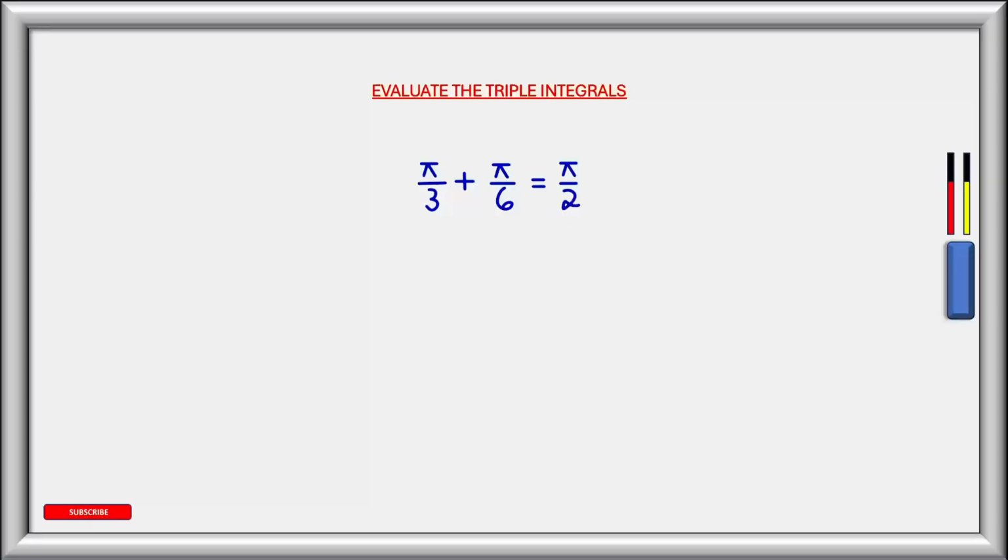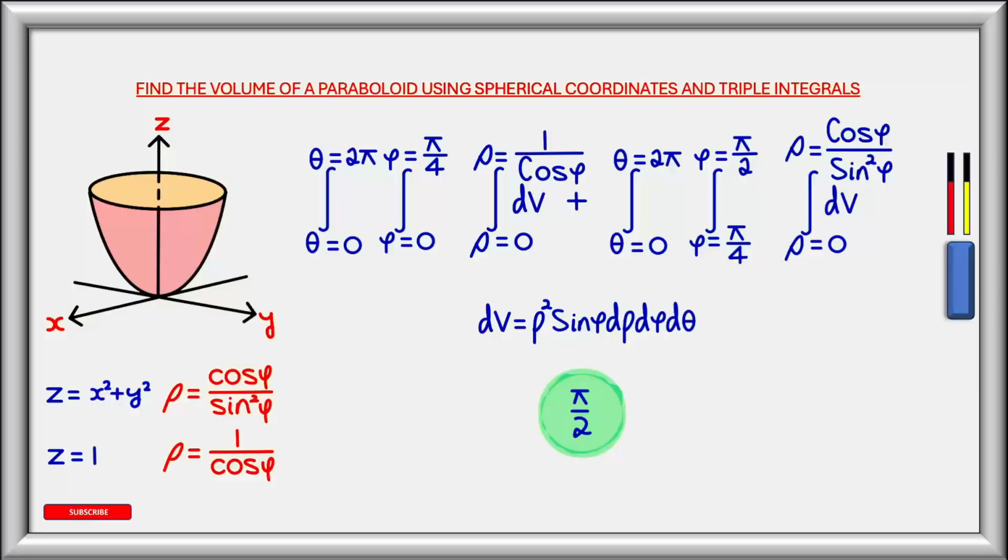And summing the results of both triple integrals, we have pi by 3 plus pi by 6, which equals pi by 2. And therefore, the volume of the paraboloid is pi divided by 2 cubic units.